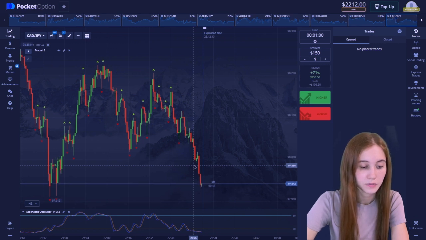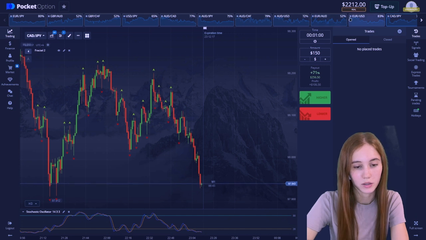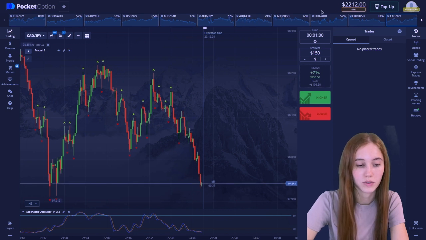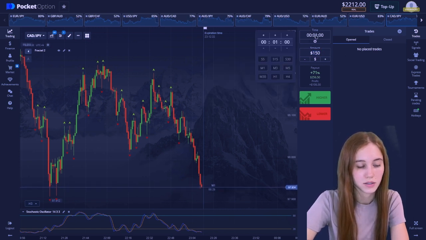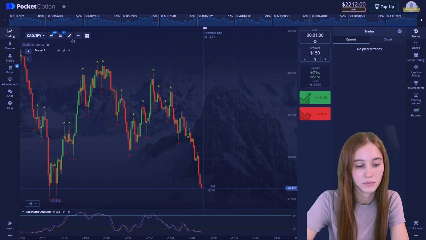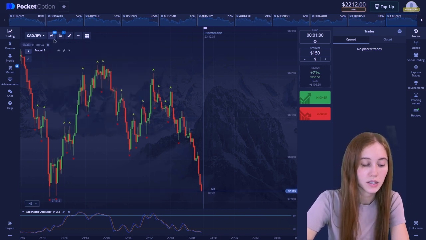So let's sum it up. We started with a balance of $1,000. Now it's more than $2,000. The amount of deal is exactly $150. Deals take 1 minute. Therefore, the settings are the minute time frame and candles.